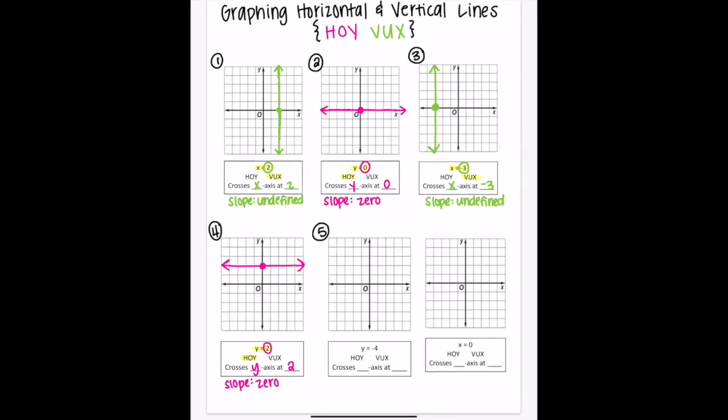Example 5, we have y equals -4. So again, y, HOY, horizontal, 0 slope, y-axis. So y-axis at -4. So on the y-axis, go down to -4. Put your point, and this is a horizontal line, so it goes from left to right.